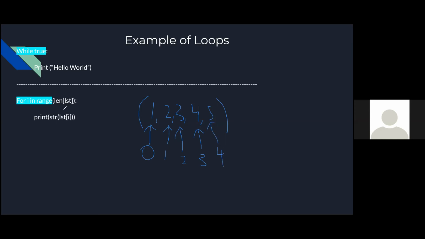And then print string. You need a string because that's just how it is. List each element of the list i. So when i is 0 and you print list of 0, it'll print this, then this, then this, then this, then this. So it would be 1, and then 2, and then 3, and then 4, and then 5, like that.